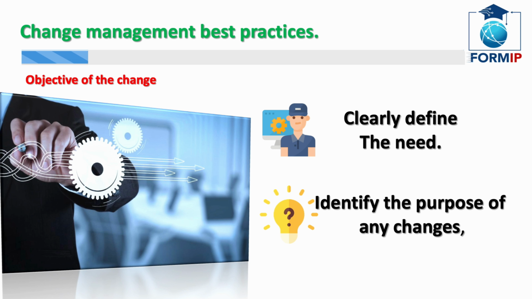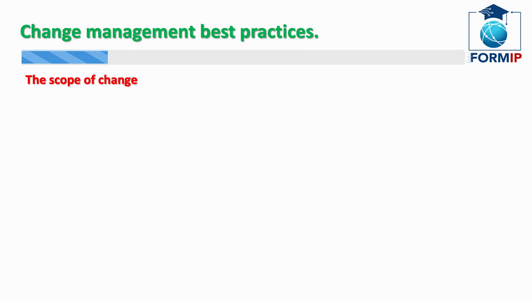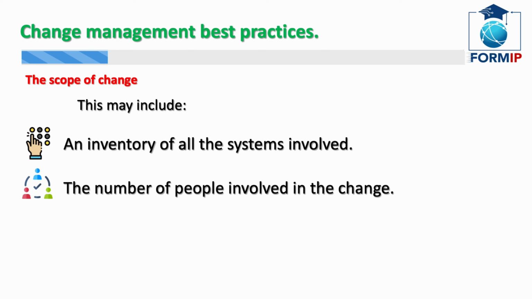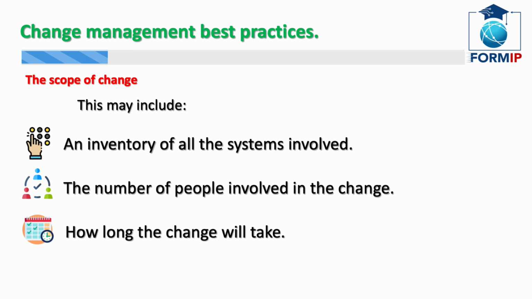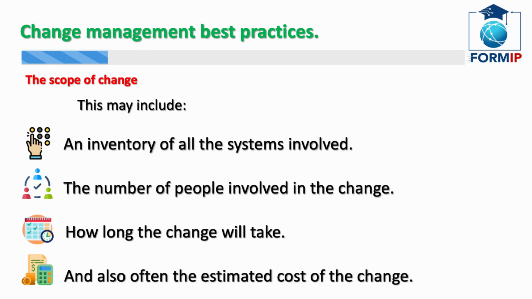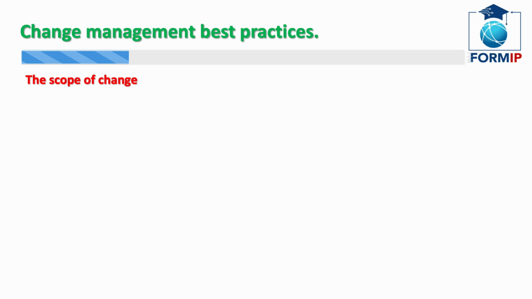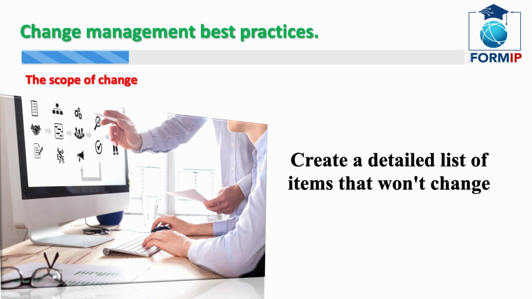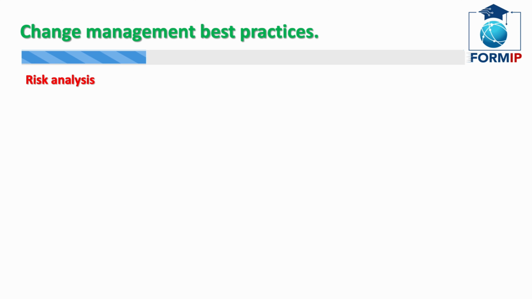Scope of change. The scope of the change precisely defines what the change affects, who is affected, and when. This may include an inventory of all the systems involved, the number of people involved in the change, how long the change will take, and also, often, the estimated cost of the change. Another part of the scope of a change is to create a detailed list of what won't change and what old equipment will then have to go.